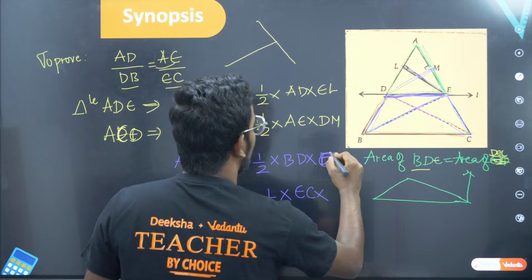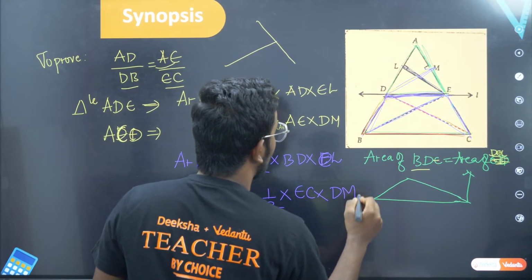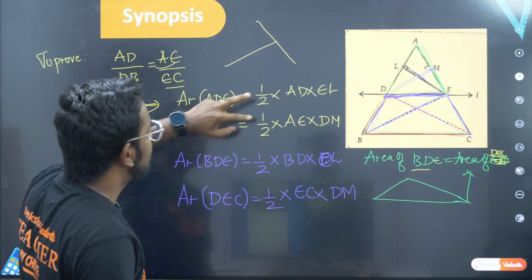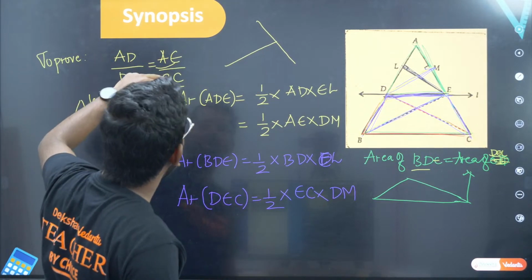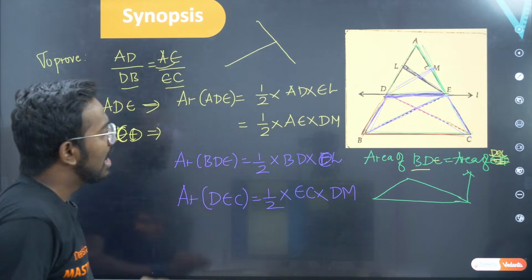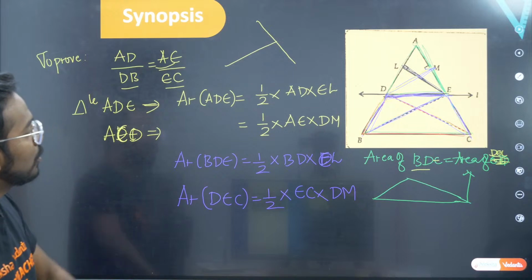So this is EL and this is DM. Why are we writing like this, sir? Because I want AD by DB, and I want AE by EC, and these two should cancel out. So you can plan accordingly how to get these things.